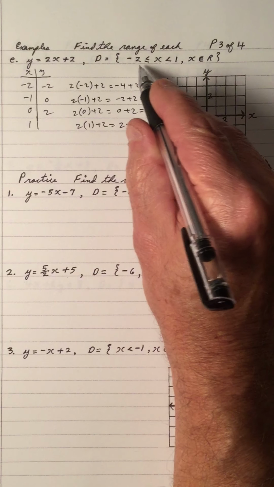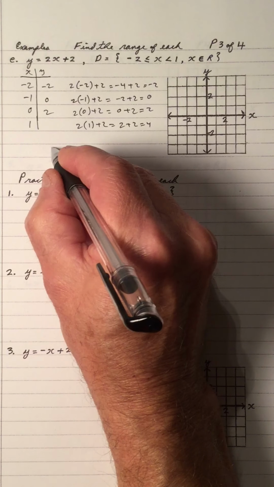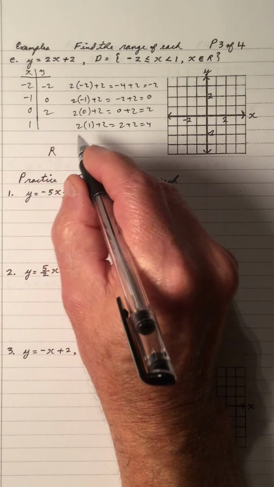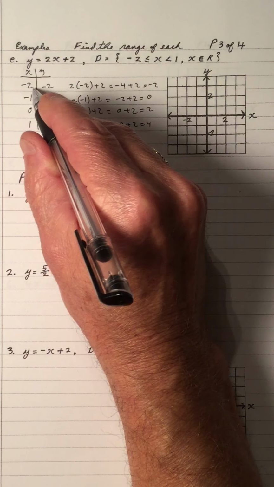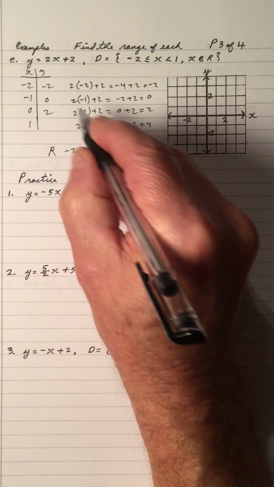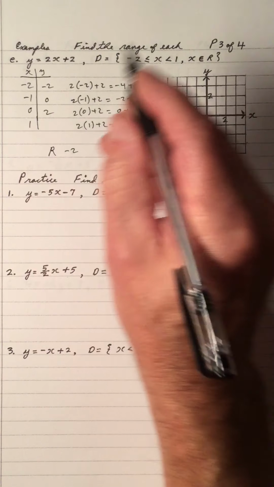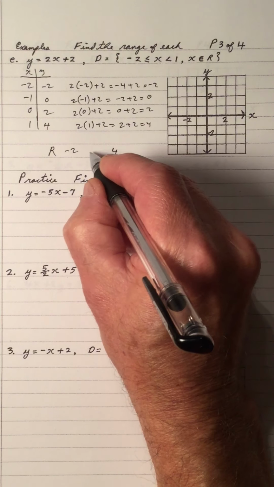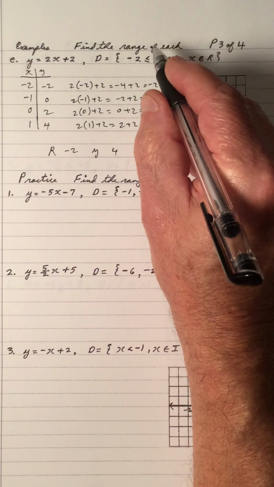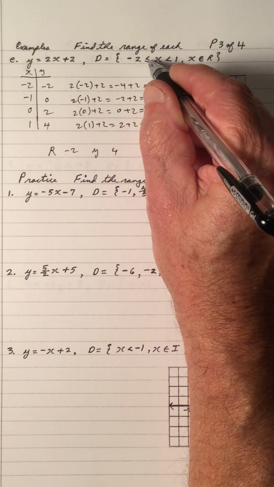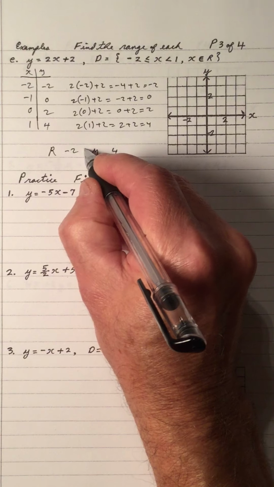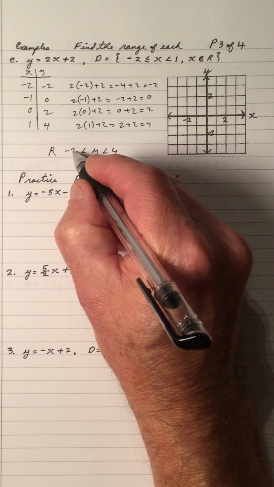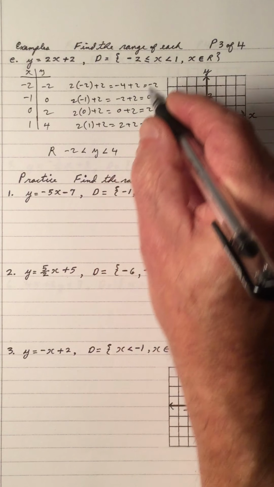So this is an interval, so that means the range is going to have that interval. What did the negative 2 give me? Negative 2. What did the 1 give me? The 1 gave me a 4. Let's put it in. And these are the y values. So negative 2, equal sign. So this is a less and a less. Negative 2 is less than or equal to y, less than 4.